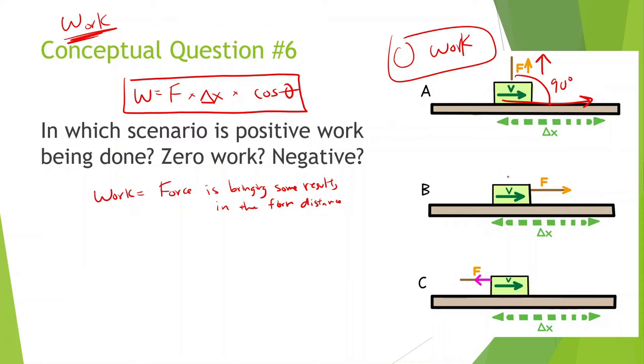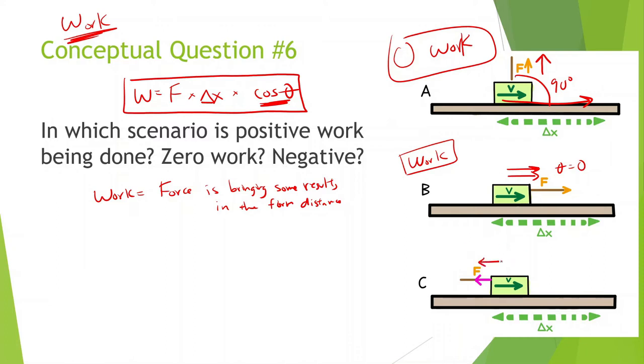Now look at part B. We have force going to the right, and we also have displacement going to the right. So yes, the force is resulting in some distance, meaning there is positive work happening here. Okay? And we know when the force and displacement are going in the same direction, their angle is going to be equal to 0. And we should know cosine of 0 is equal to 1. So that's when the maximum amount of work is being done.